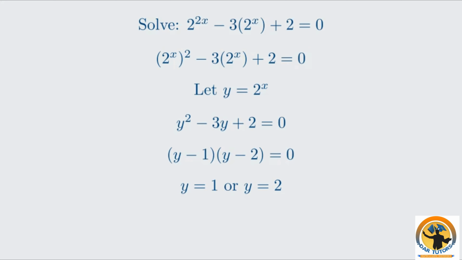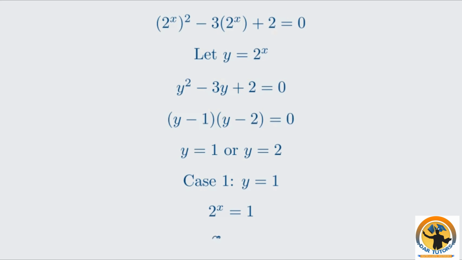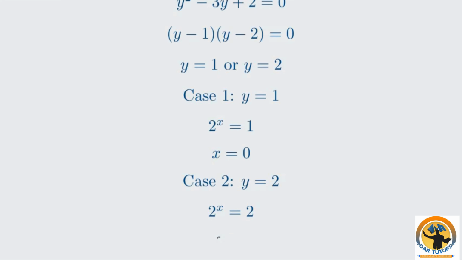But remember, we are solving for x, not y. We need to substitute back using our original definition, y equals 2 to the power of x. For our first solution, y equals 1, we have 2 to the power of x equals 1. The only way an exponential function can equal 1 is if the exponent is 0, so x equals 0. For our second solution, y equals 2, we have 2 to the power of x equals 2. This means x must be 1. So the equation has two solutions, x equals 0 and x equals 1. By recognizing the disguised quadratic form, we were able to solve this equation.